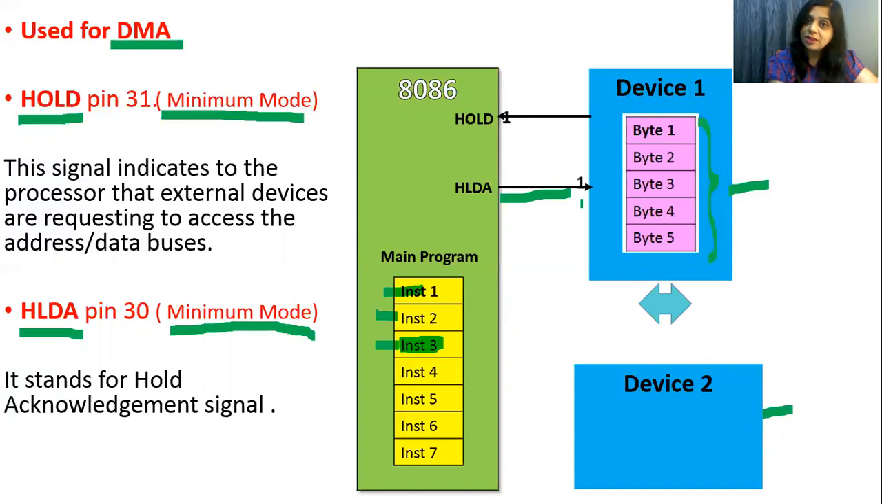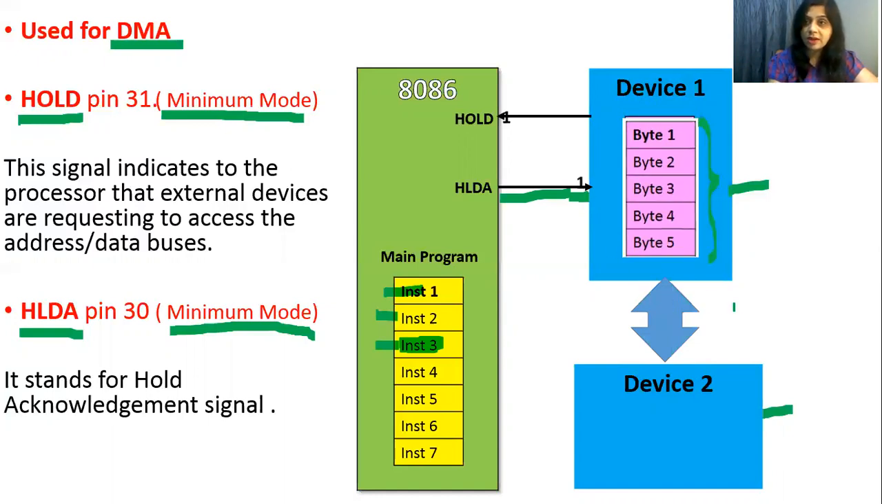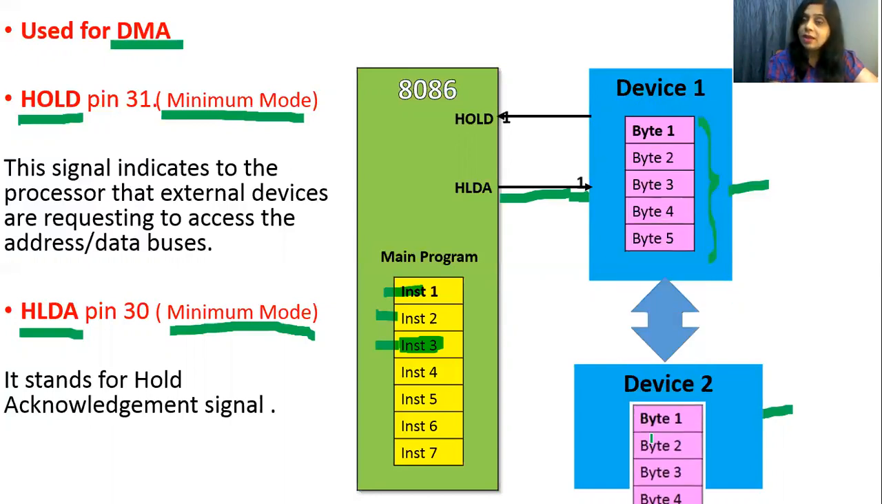When device 1 receives logic 1 on this pin, it understands that okay, now buses are ready for use, and device 1 will take control of the bus. After taking control of the bus, it will transfer the data to another device, and after this it will send logic 0 on this pin, indicating that the hold operation, the data transfer, is done, and now you can take the control of buses back. So this is how HOLD and HLDA pins are used by external devices for direct memory access.